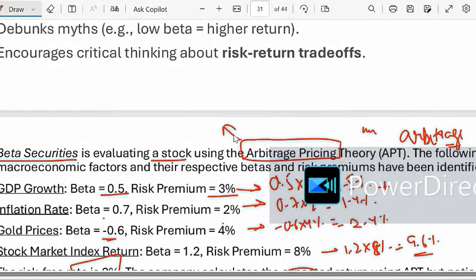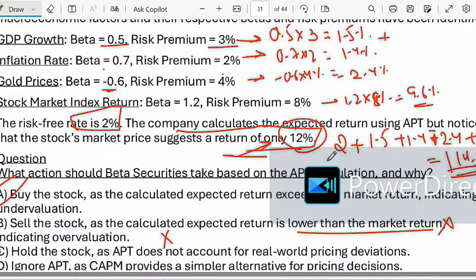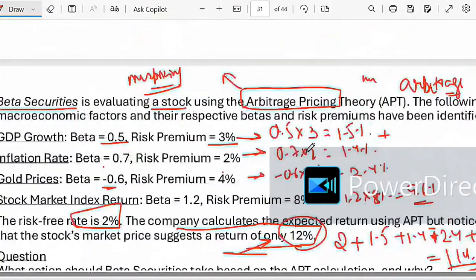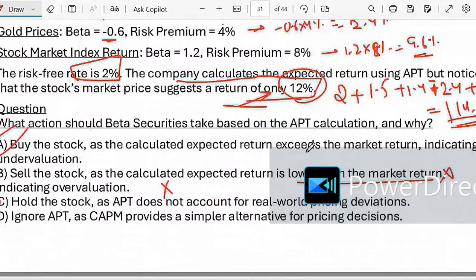This question explains it. There is a mispricing here, isn't it? This is mispricing which has happened here, right? The correct pricing is 14.6 and the market is only telling 12%. So this is called mispricing, and you take advantage of this mispricing. You buy the stock as it is undervalued, right? And a smart investor grabs such a chance. And option D is completely wrong. It ignored APT. That is wrong.